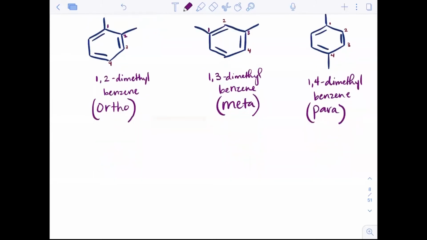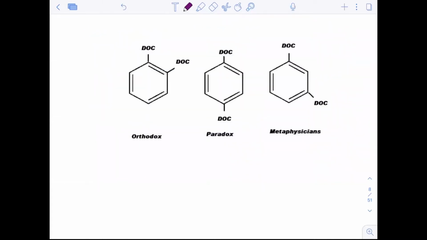If you need a little bit of a joke to help you with that, here's one for you. Again, the 1, 2 position, ortho, orthodox. The 1, 4 position, paradox. Or the 1, 3 position, metaphysicians. Metadox wouldn't make sense.